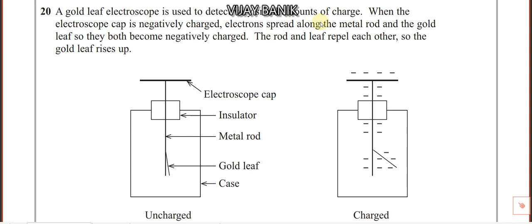Now, the gold leaf electroscope is used to detect a very small amount of charge. When the electroscope cap is negatively charged, electrons spread along the metal rod and the gold leaf, so they both are negatively charged. The rod and the leaf repel. Basically, when both have the same charge, they repel. That's what they're trying to say. This is how the charged rod looks, and this is how the uncharged rod looks.